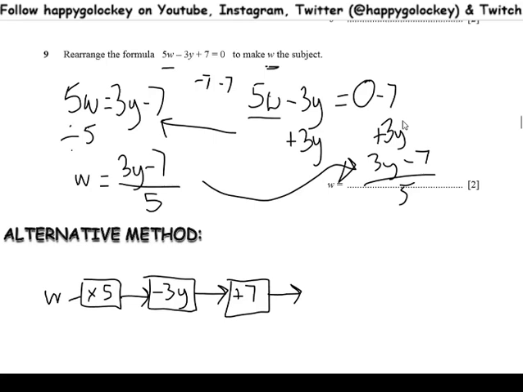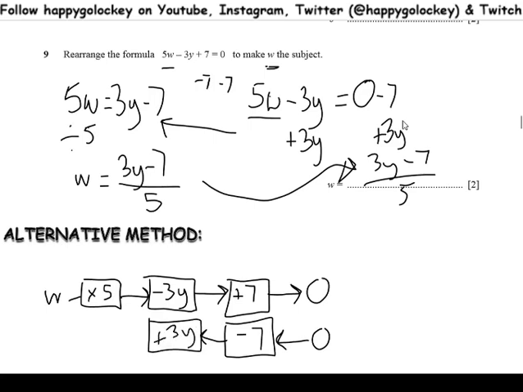So that's our answer. So if we come back the other way, we've got 0 first, and it's like you're pressing the rewind button. 0 take away 7 is obviously minus 7. And then we've got the opposite of minus 3y, which is plus 3y. And then after all that's happened, the last thing we've got to do is rewind multiplying. So the opposite of multiplying is dividing by 5. So effectively what we've got is minus 7 plus 3y, and then divide that by 5.